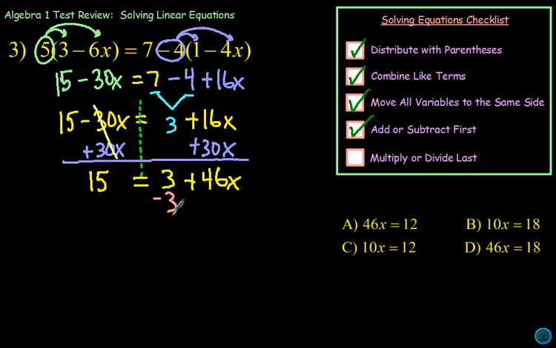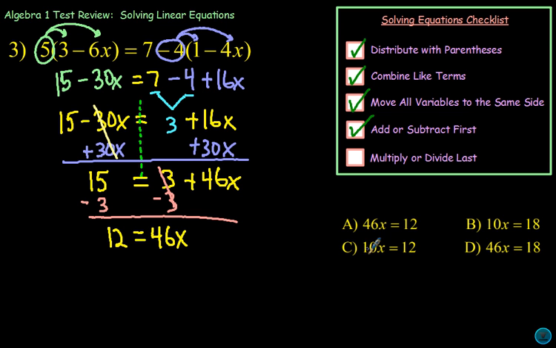And again, why are we subtracting 3? Because we're trying to get rid of that number. We're trying to eliminate it. So to undo addition, the opposite operation would be subtraction. And again, what we do to one side, we do to the other. So 15 minus 3 would be 12 equals 46x.